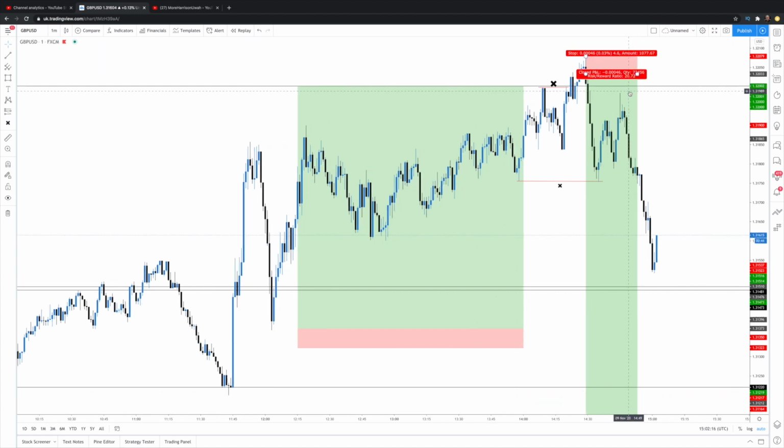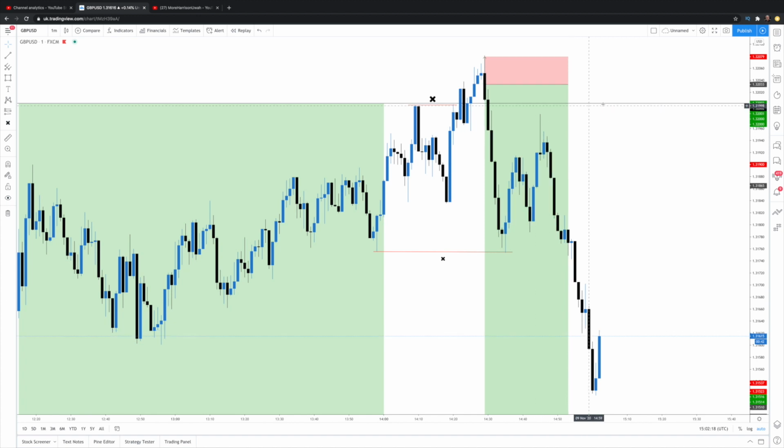The stop loss for this trade would have roughly been about 10 or 11 pips if we got here. That would have been a stop loss. So a nice little small stop loss, and you would have had a juicy risk to reward.